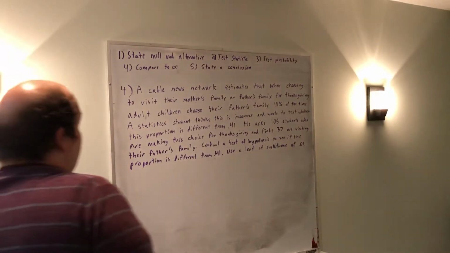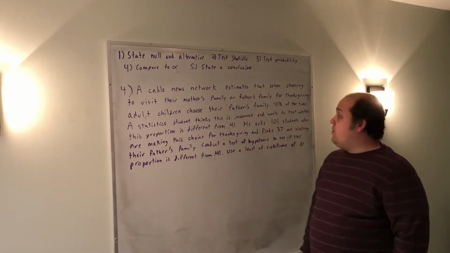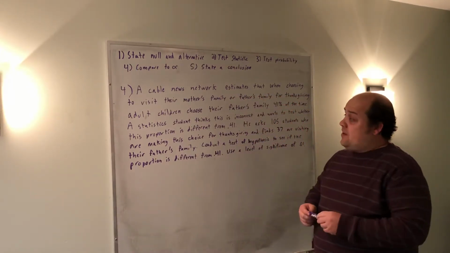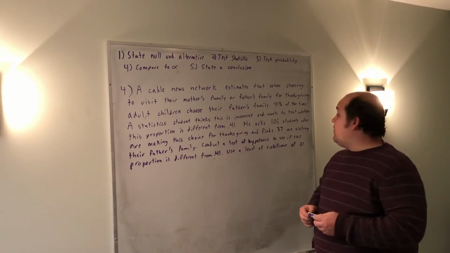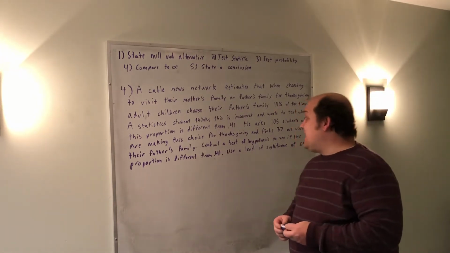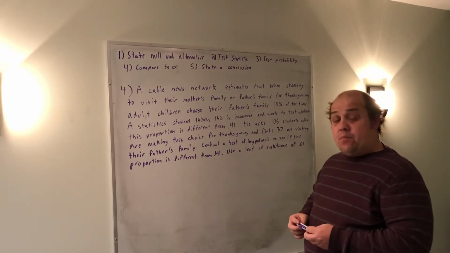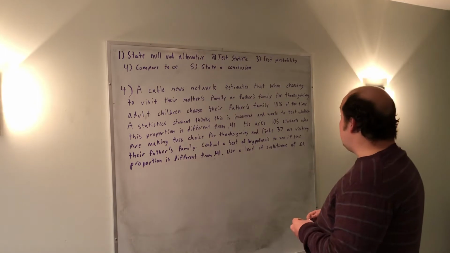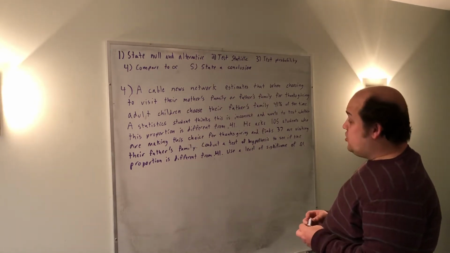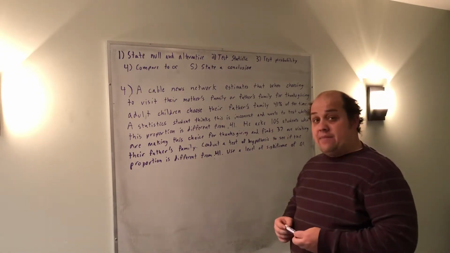Fourth problem here tells us a cable news network estimates that when choosing to visit their mother's family or father's family for Thanksgiving, adult children choose their father's family 41% of the time. The statistics student thinks that this is incorrect and wants to test whether this proportion is different from 0.41. He asks 105 students who are making this choice for Thanksgiving and finds 37 are visiting their father's family.